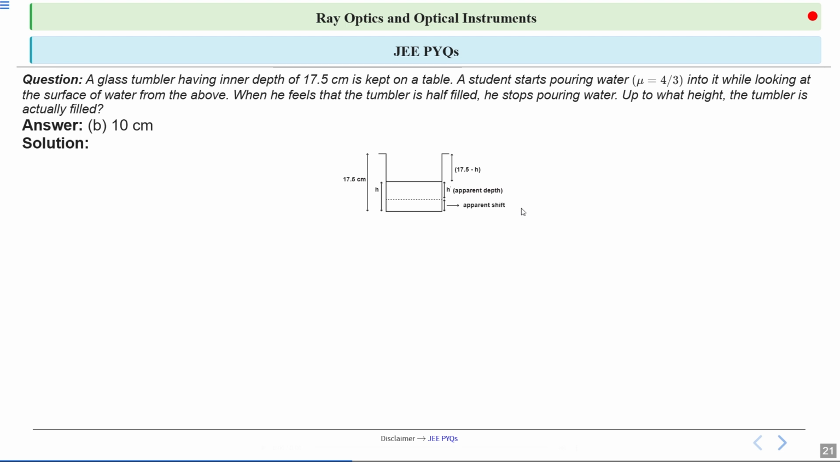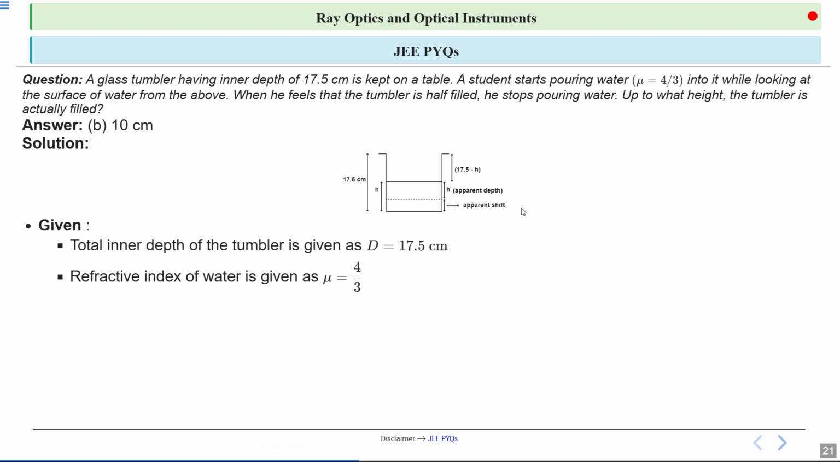That means he sees the apparent depth of the water in the tumbler. What is the meaning of he feels the tumbler is half filled? We will see further. So look at the given information. We know the total depth of the tumbler is 17.5 centimeters, which is represented by D. The refractive index of water is given as mu equal to 4/3. Let the actual height of the water in the tumbler be h.